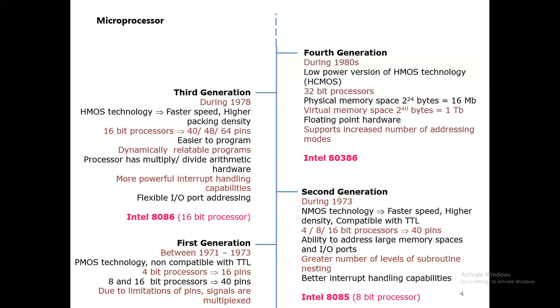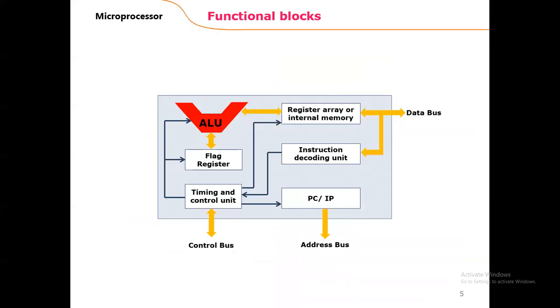The fourth generation was invented during the 1980s. It has a low power version of HMOS technology. It is a 32-bit processor, with an increased number of addressing modes. It was the Intel 80386. The fifth generation, up to now, is the Pentium, which we can divide into Pentium 1, 2, 3. Up to now we are using the fifth generation of Intel microprocessor, the Pentium.